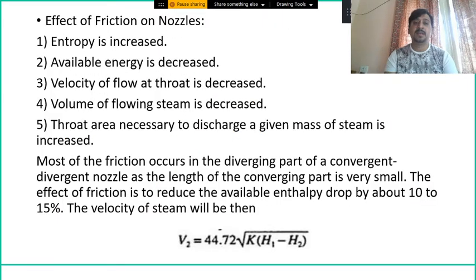Okay. Now coming to the effect of friction on nozzles. Entropy is increased, available energy is decreased, velocity of flow at the throat is decreased, volume of the flowing steam is decreased, and the throat area necessary to discharge a given mass of steam is increased. These are the effects of friction, so just make a note of this. If we consider the effect of friction on the nozzle, the entropy will be increased and the available energy will be decreased.